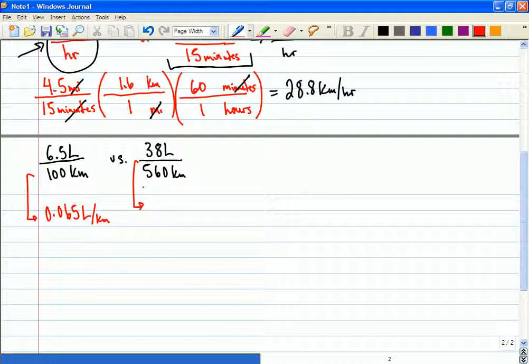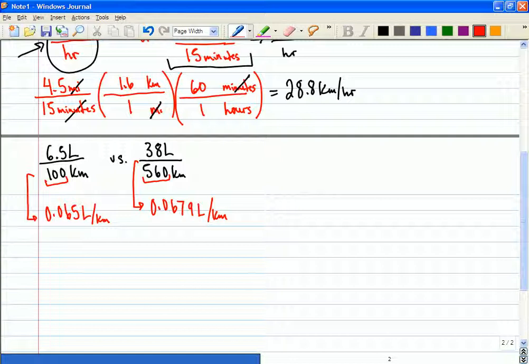And this one here, I could do the same. 38 divided by 560 is going to be 0.0679 liters per kilometer. So the only conversion that you had to make in this case was you're dealing with 100 kilometers and you're dealing with 560 kilometers. So all we did was shrink them down to a single kilometer. Okay, so the second one? The first one's actually more fuel efficient because the first one takes less liters of gasoline to drive a kilometer. Right?